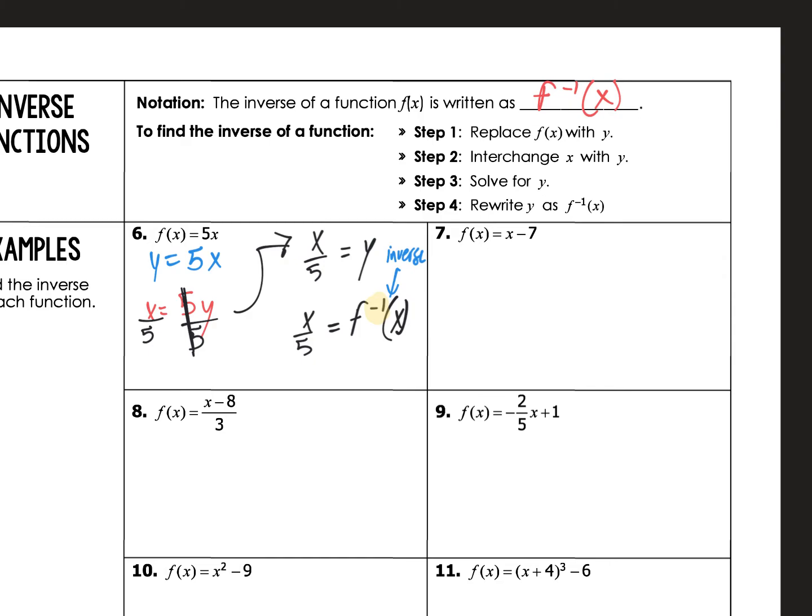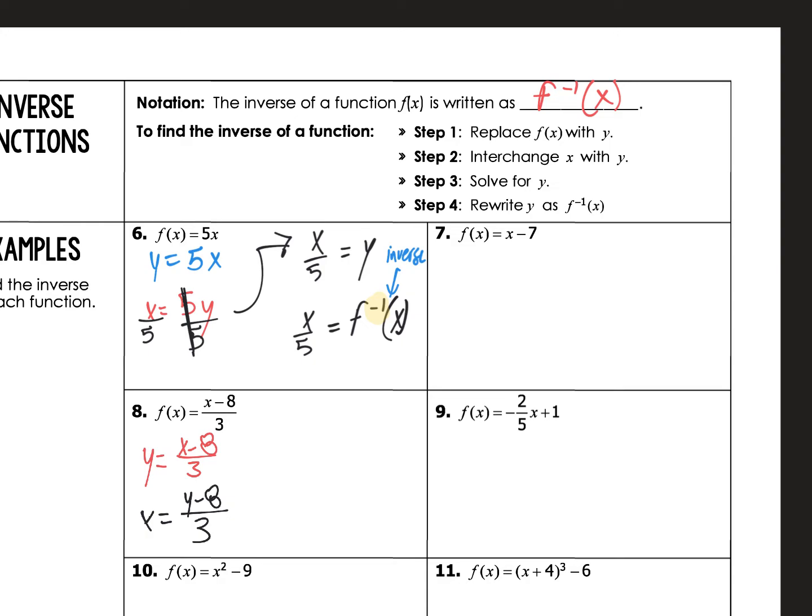Okay, all right, so let's do another one together. We'll do the next one down in the row, number 8. It's not too bad, it's still kind of the same idea. y equals x minus 8 over 3. Switch the x and y's out. So I've got x equals y minus 8 over 3.